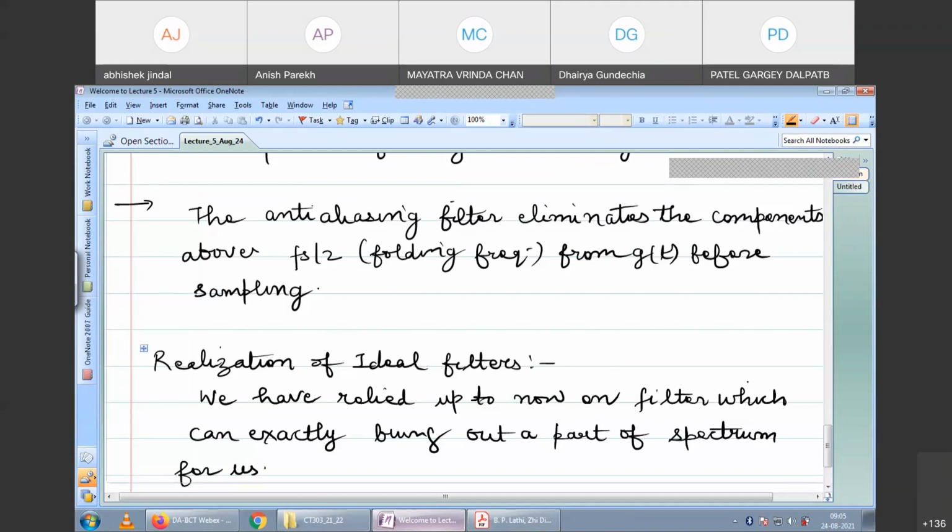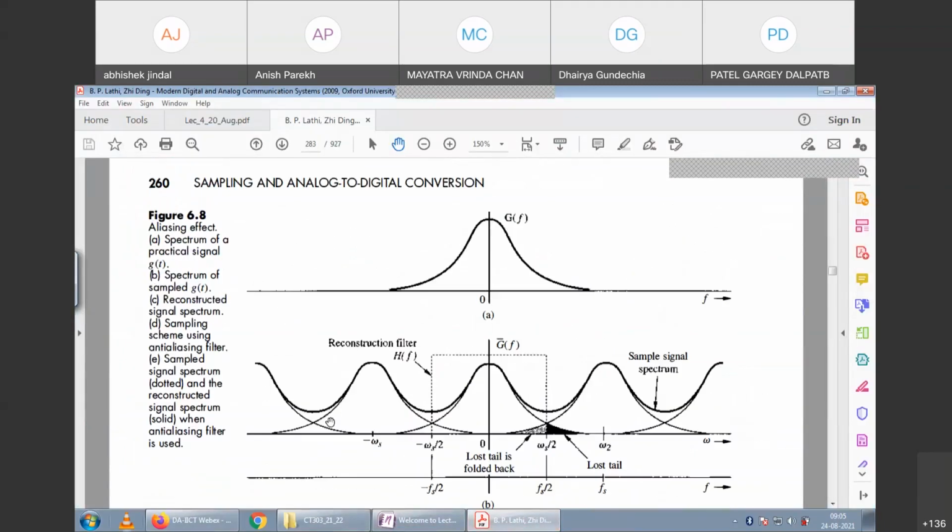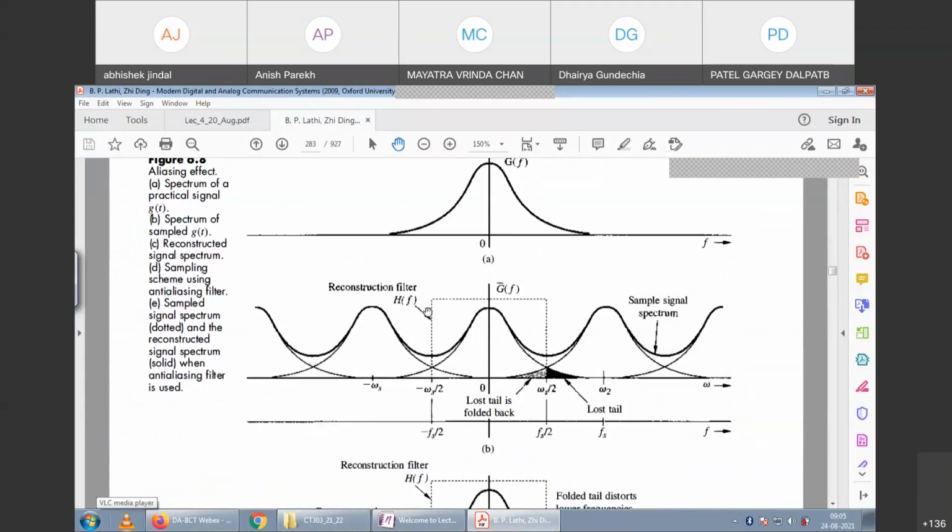For example, let us see this figure back. This is what we have drawn. This dotted line shows you the ideal filter. So now let us ask ourselves, is it really realizable? If in real time my input signal is not time limited, it cannot be band limited. But if we say there exists a filter which is band limited, theoretically it is bringing out a spectrum from minus omega s by 2 to omega s by 2 exactly.